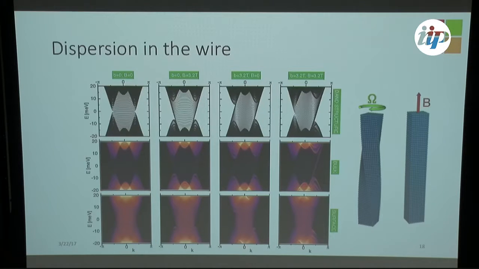If I compress this slab, there is current along the surface here, so it connects to the bulk current. So in this geometry, let's look into this third column over here. This is the full dispersion, and this is the density of states in the bulk and on the surface.